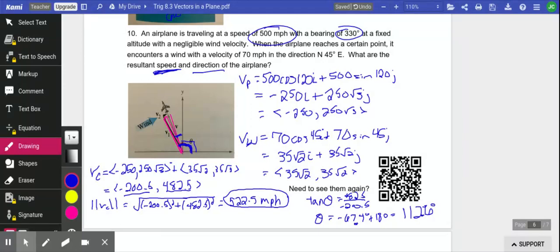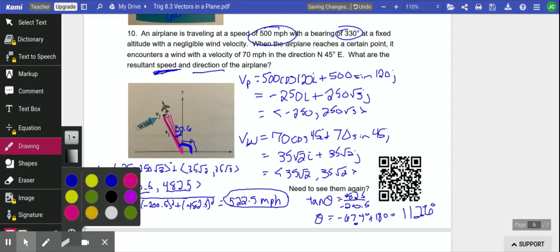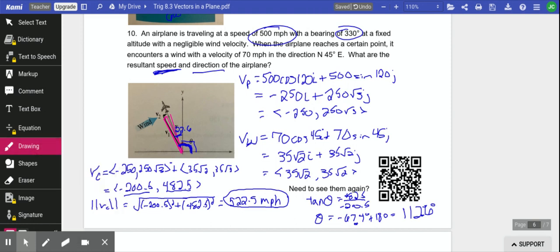That sound reasonable? Yes? I think I'm okay with that. Okay, and then for airplane bearings, I need to measure this direction. So I'm going to take 360 minus that 22.6. So my actual airplane bearing turns out to be 337 degrees, approximately. Okay, so remember originally we were going 330, now we're at 337 degrees. So this wind has blown us off course a little bit. So that is everything that we need to know with vectors so far in 8.3.